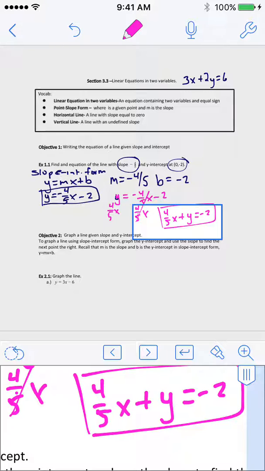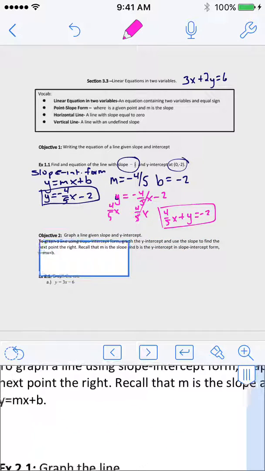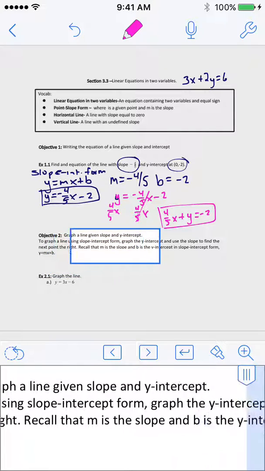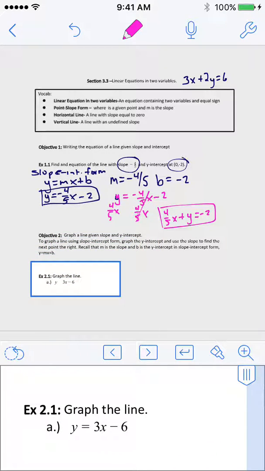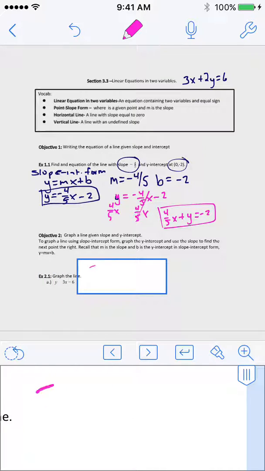Cool. Now we're going to use these two forms to graph a line, which is something we've also done before. But we just want to review it real fast. So let's take a look over here. We want to graph a line given the slope and the y-intercept. So here we have the line y equals 3x minus 6. What form is this in currently? That's right, it's in slope-intercept form, right?